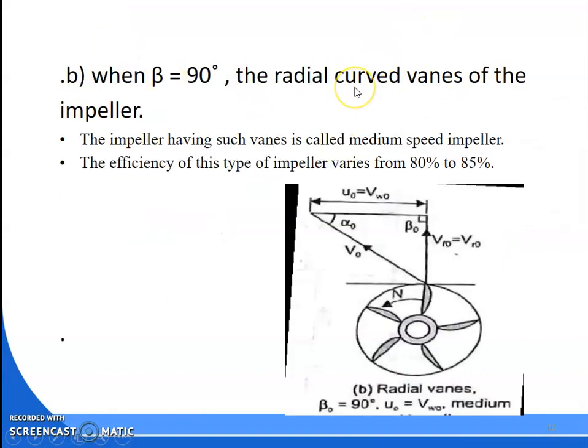If beta is equal to 90 degrees, that is a radial curve vane. We will discuss the radial curve vane in our Francis turbine also, and in your Kaplan turbine also, where beta is equal to 90 degrees, the outlet blade velocity angle. So when beta is 90 degrees, that is known as your radial curve vane. An impeller with such vanes is called a medium speed impeller, and the efficiency of this type of impeller varies from 80 to 85%. This is the outlet angle where beta is equal to what? 90 degrees.